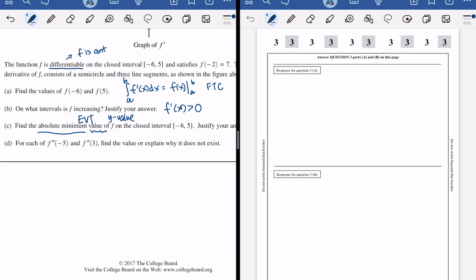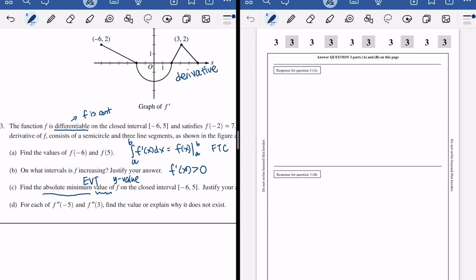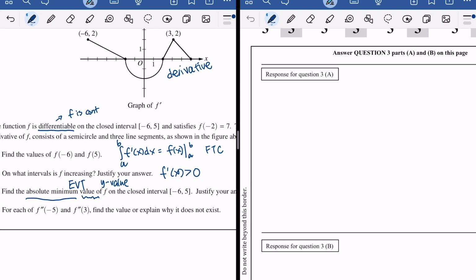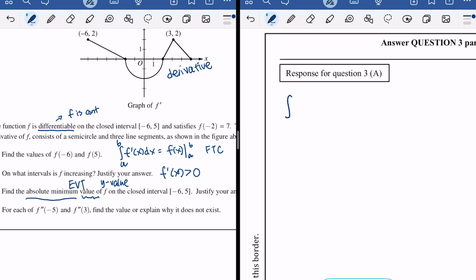And then part D is looking for the f double prime, which is the slope of the derivative. Part A, we are looking for f of -6, but the question gives f of -2. So when you set up the integral, the lower bound should be smaller than the upper bound, so you should put -6 as the lower bound and -2 as the upper bound.